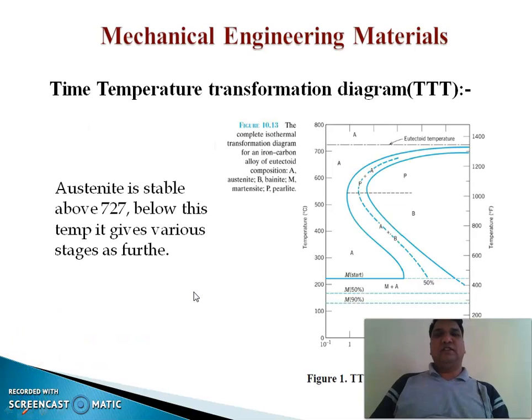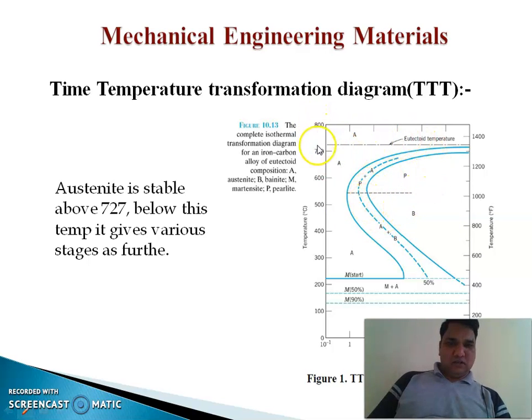Next is a very important diagram for the heat treatment process, the TTT diagram, also called the time temperature transformation diagram. In this diagram, time is shown on the x-axis and temperature is shown on the y-axis, and in the middle region it shows the phases or transformations that occur.